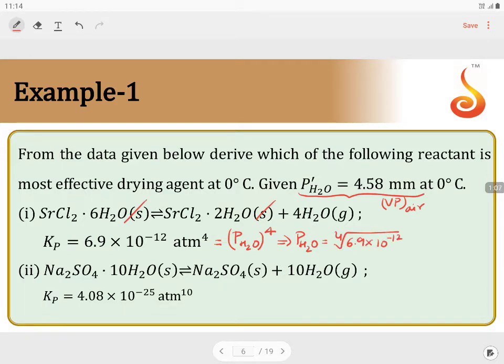minus 12. Now second equation, Na2SO4·10H2O gives anhydrous Na2SO4 plus 10H2O. Kp is equal to partial pressure of H2O, this is for equation 1 and this is for equation 2, whole power 10. From this, the partial pressure of water vapor for equation 2 will be the 10th root of 4.08 into 10 power minus 25. So this is going to be in units of atmosphere. Now we have these data.